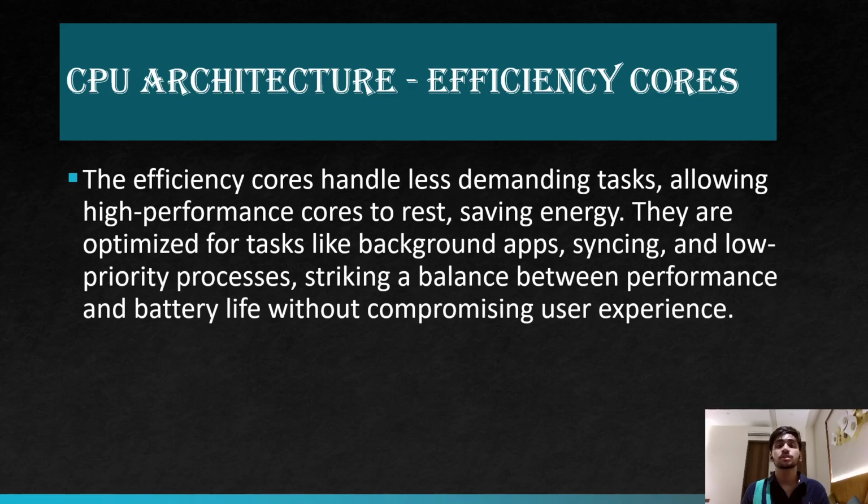Now, let's talk about the CPU architecture, the efficiency cores. The efficiency cores handle less demanding tasks, allowing high-end performance cores to rest, saving energy. These cores enable energy saving capability while the performance cores handle high performance tasks. It is also capable of multitasking, and you can run many apps in the background without any damage to the CPU or architecture or heat buildup, and it gives a better user experience.